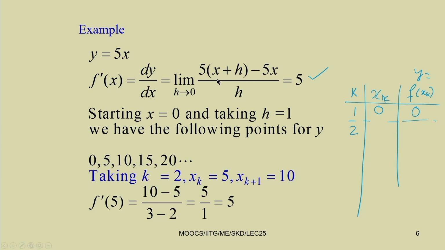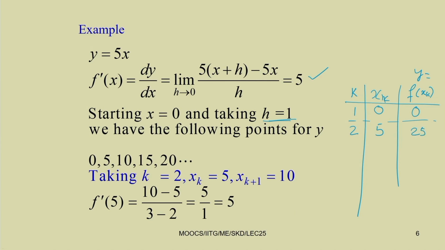So x equal to, initially we have taken 0. Now the next value we are taking, the difference h, we have taken as 1. So this becomes 1, so 5 into 1 becomes 5, x equal to 5. If x equal to 5, this becomes 25.